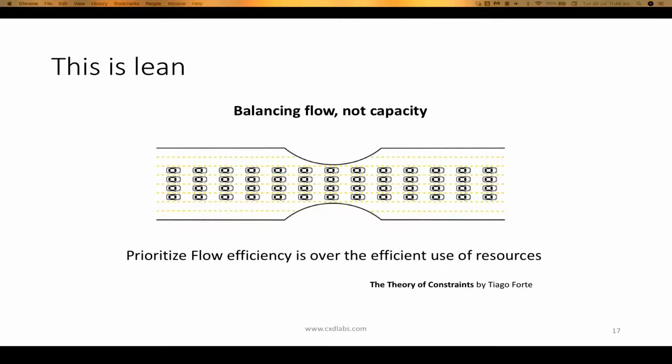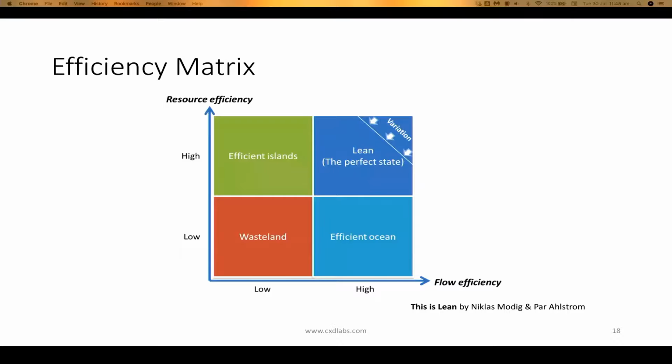So this leads us into the efficiency matrix. So this is something that I use in that same assurance team. And what it is, it helps you define what lean is. Lean is what you can see on the top right-hand side there. You've got resource efficiency on the left-hand side, and on the x-axis we have flow efficiency.